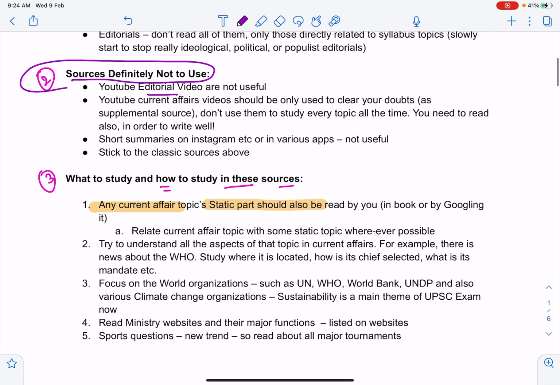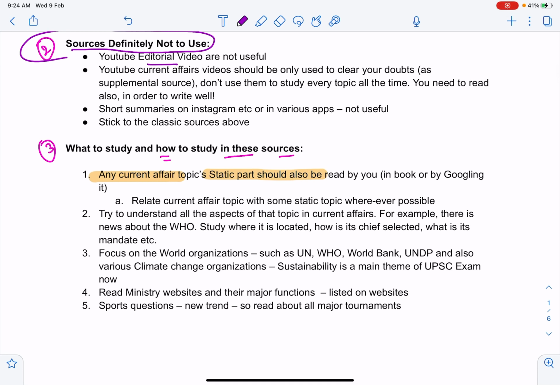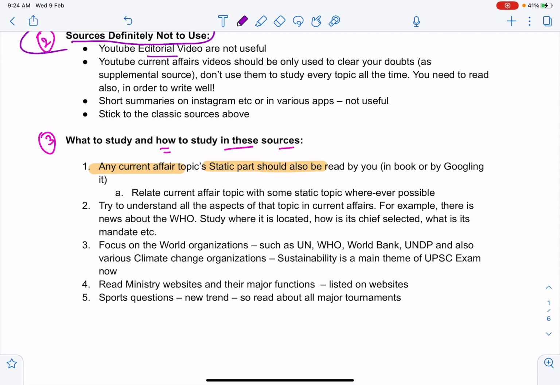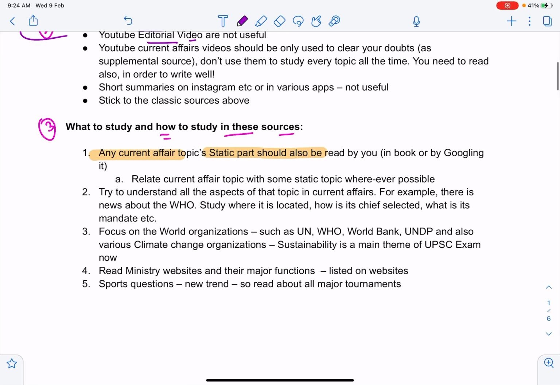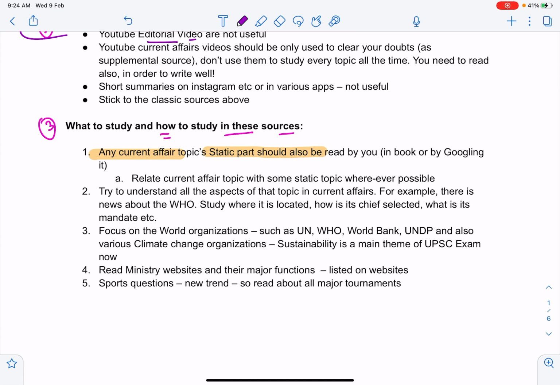Definitely don't use editorial videos that are given on YouTube. I don't like these videos where they explain editorials. Why are you spending so much time on editorials? Even if you don't read editorials, it's not going to change your preparation. So don't focus on editorial videos too much. YouTube current affairs videos should only be used to clear your doubts. Use them as a supplemental source. Don't use them as a main source.